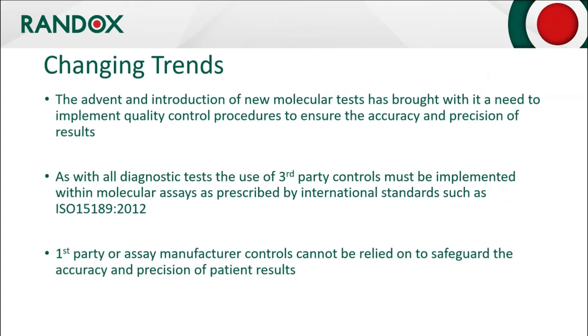So, changing trends. The introduction of new molecular tests has brought with it the need to implement quality control measures to ensure the accuracy and precision of results. As with all diagnostic tests, the use of third-party controls must be implemented with molecular assays as prescribed by international standards, such as ISO. And first-party or assay manufacturer controls cannot be relied on to safeguard the accuracy and precision of patient results.